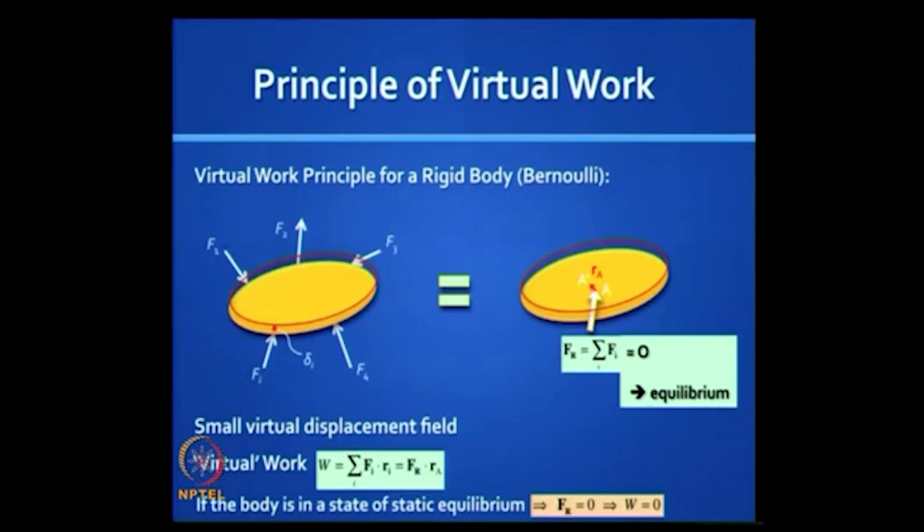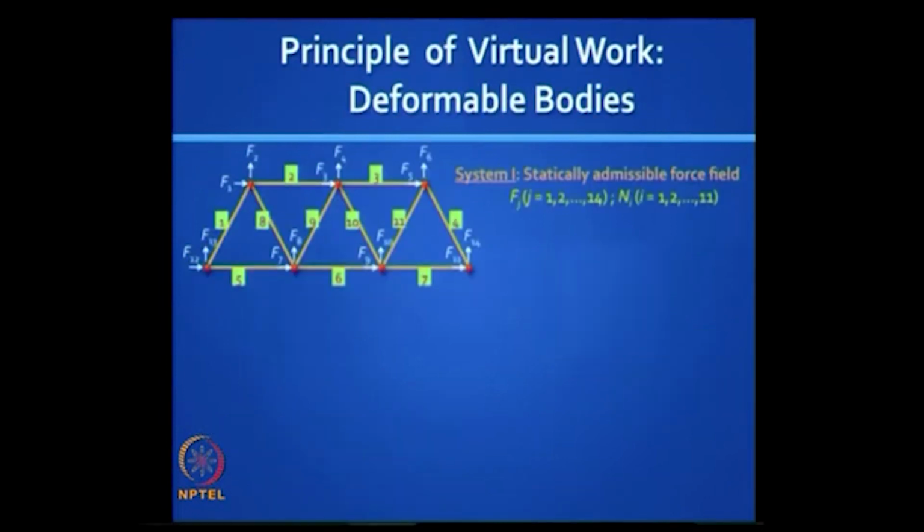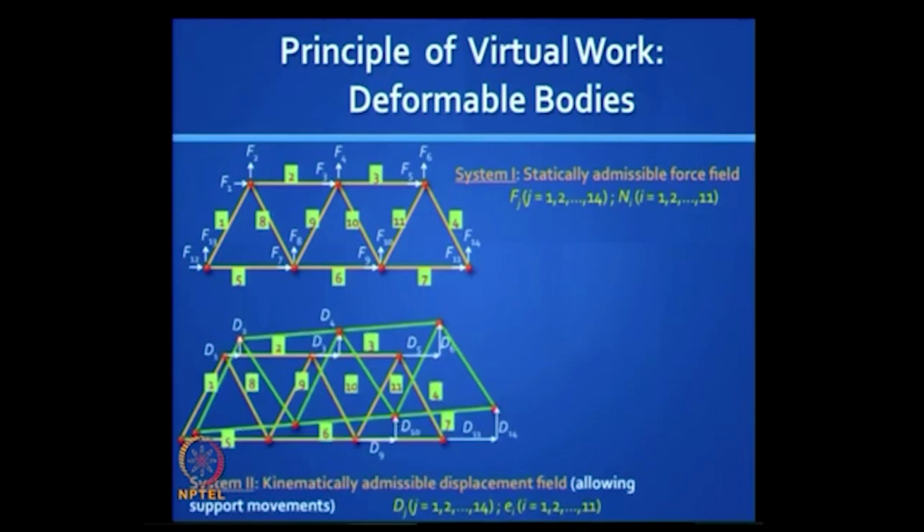Now, although this was originally proposed for rigid bodies, this can also be applied for deformable bodies, and all our structures are deformable. If you go back to the earlier problem of the truss, we can actually extend the principle of virtual work to a more expanded and diverse application, where we can even visualize two identical structures, and we look at the force field in one of them and the displacement field in the other.